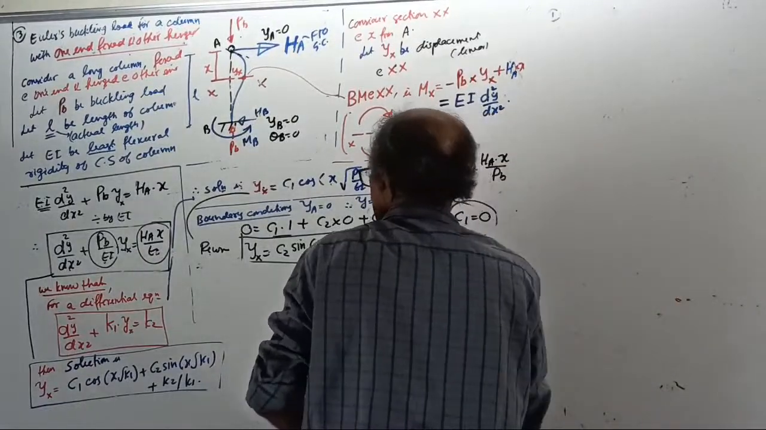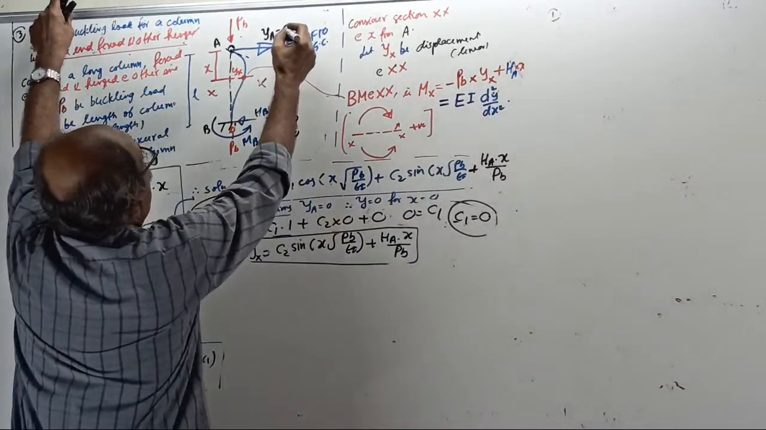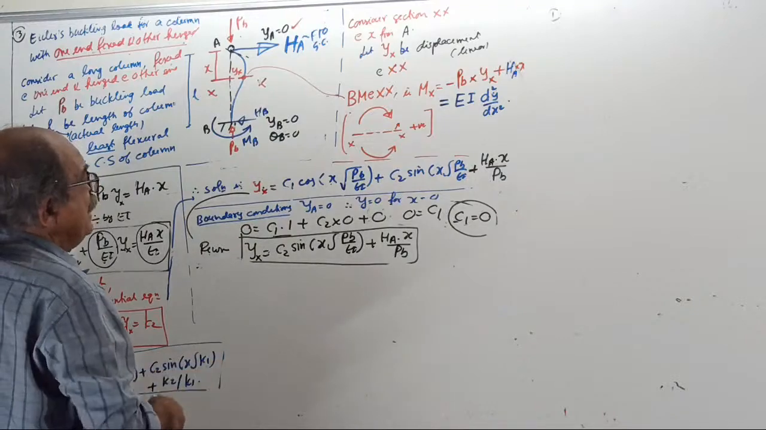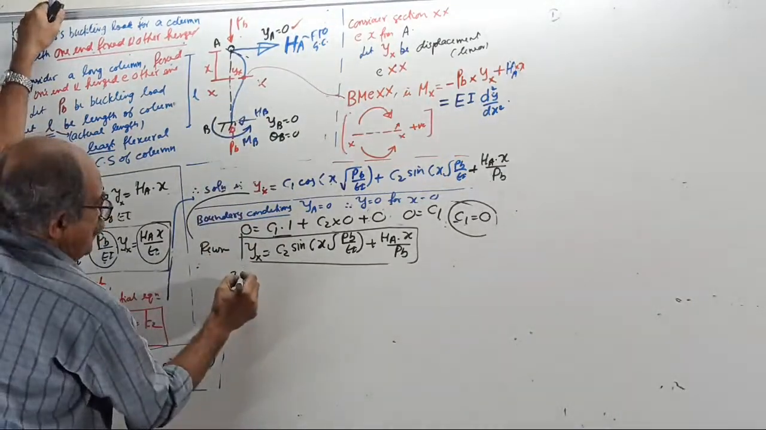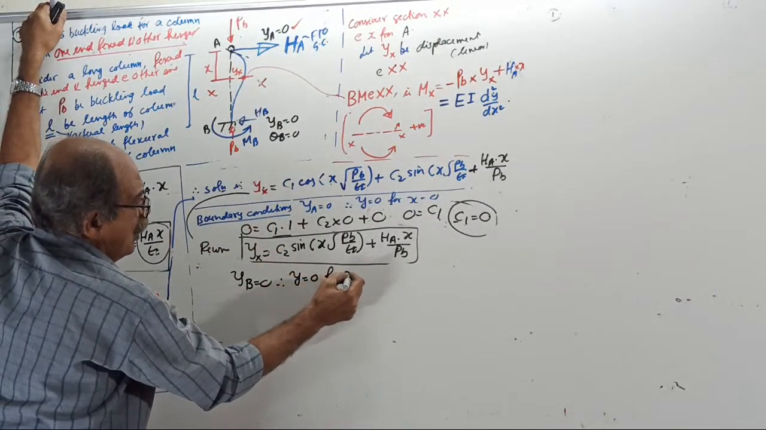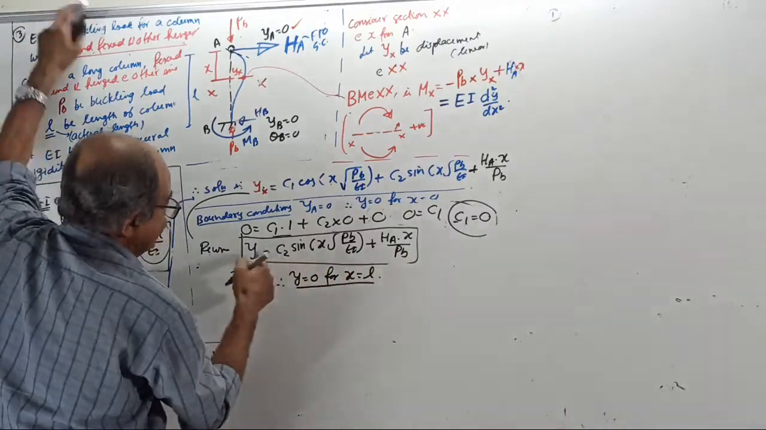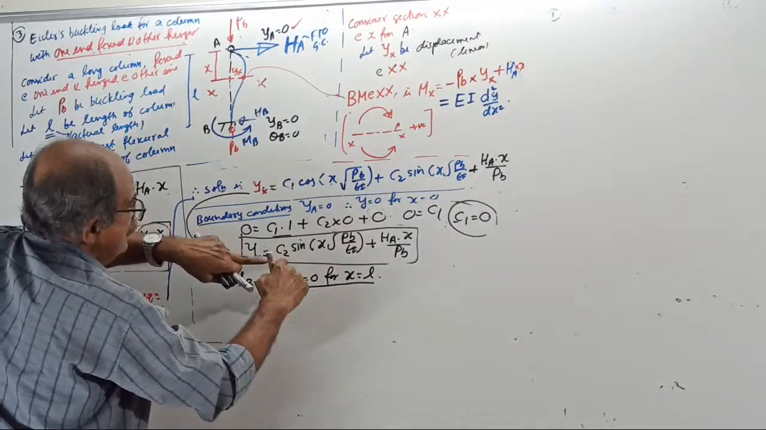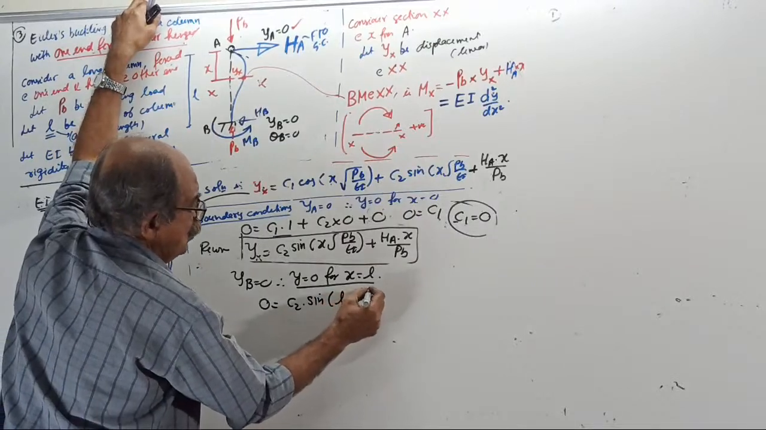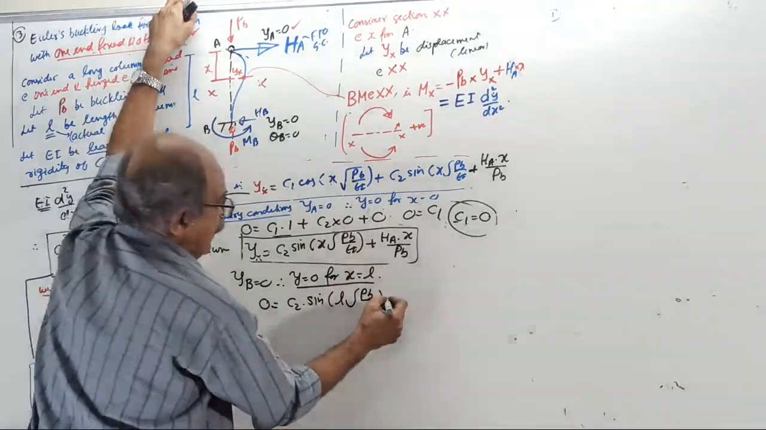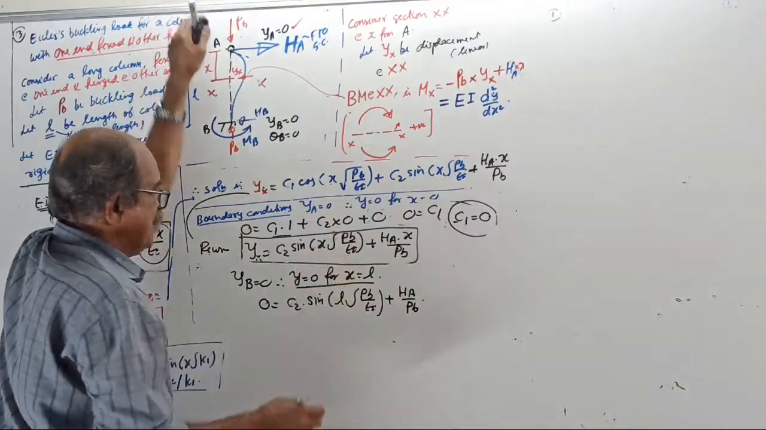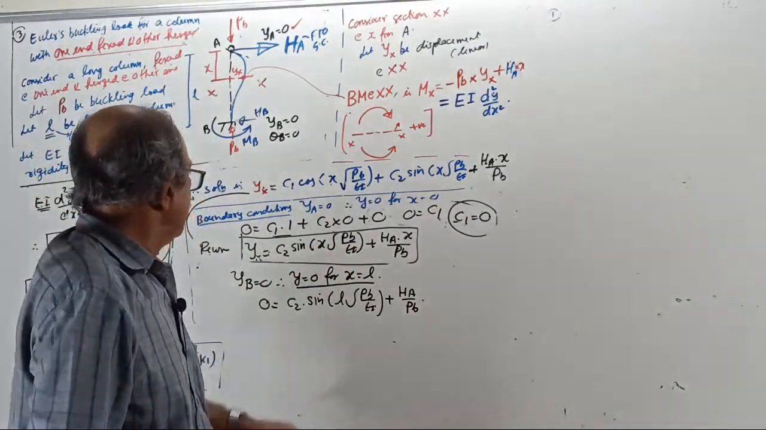Okay, start. Now, at A, y is 0. No more conditions. Now come to B. When you come to B, what happens? Tell me. At B, y equal to 0. Therefore, your y becomes 0 for x equal to L. Start. 0 equal to C2 into sine of L root PB by EI plus HA by PB. Correct?